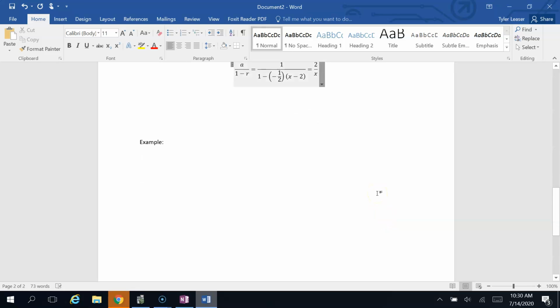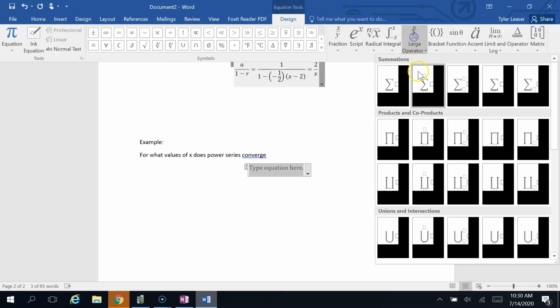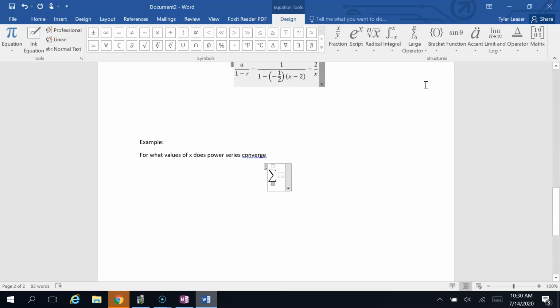Let's look at this question. For what values of x does the power series converge, where this is our power series? So we're looking at the infinite sum. We'll start at n equals 1 this time, to infinity.